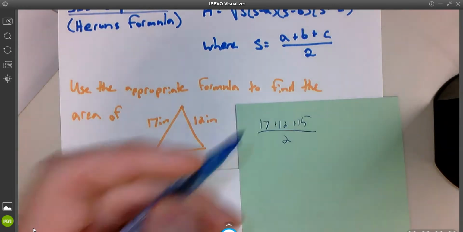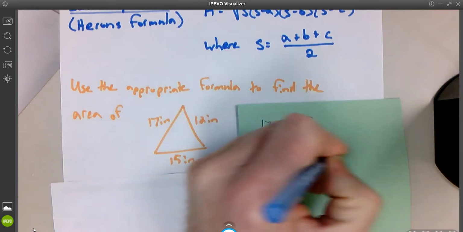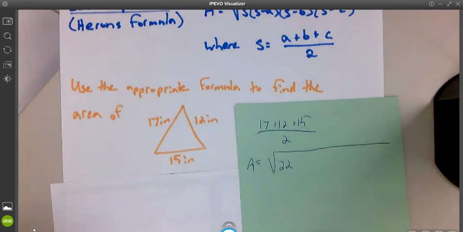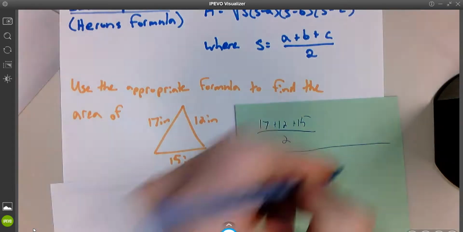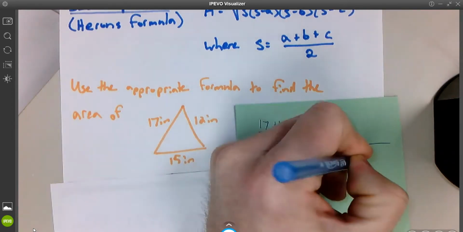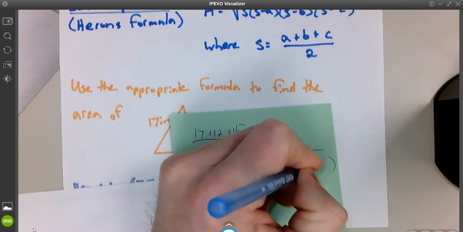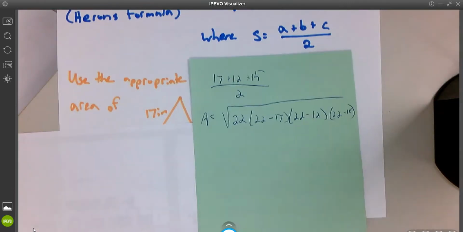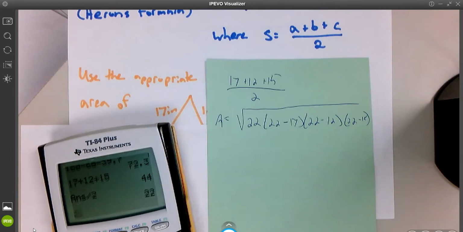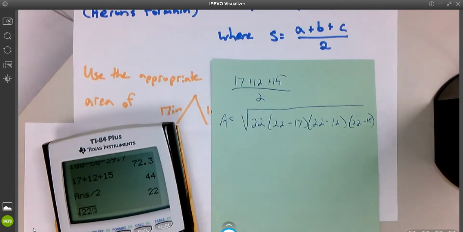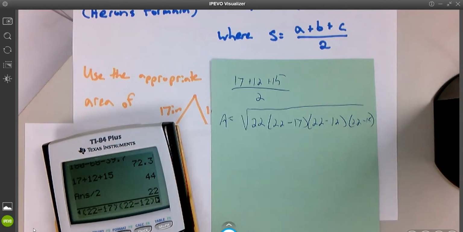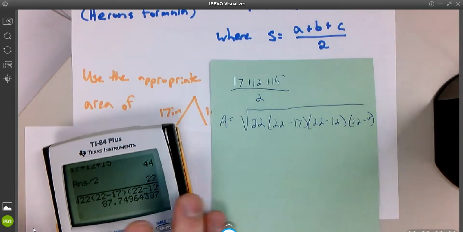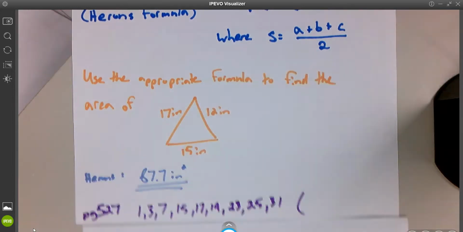So now that I know what s is, the area is the square root of s, times s minus one of the sides, times s minus one of the other sides, times s minus the other side, 15. I can squeeze it in there. Yep. So now we just have to jam that in our calculator. Okay. So the square root of 22, then parentheses, 22 minus 17, 22 minus 12, 22 minus 15. We get 87.75 is the area for that thing. Hey, that's what I got.